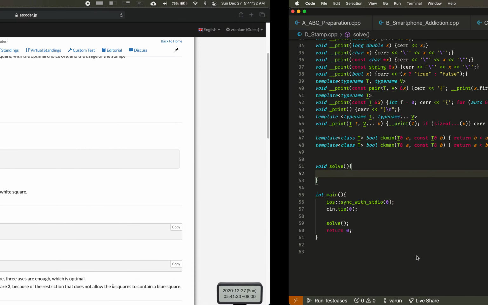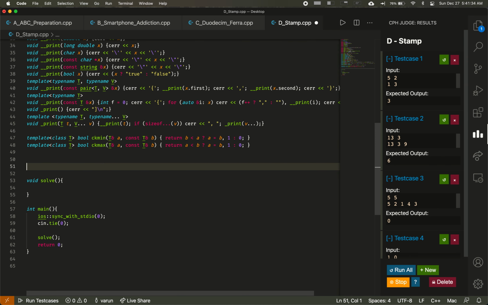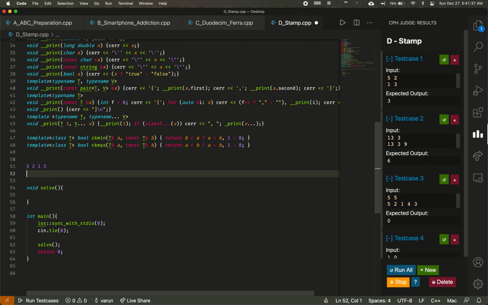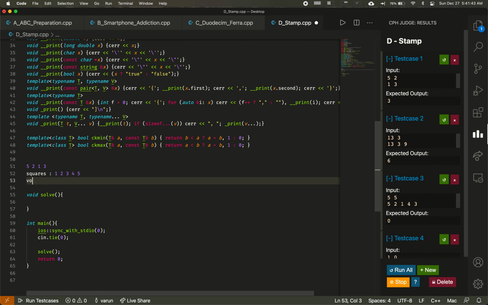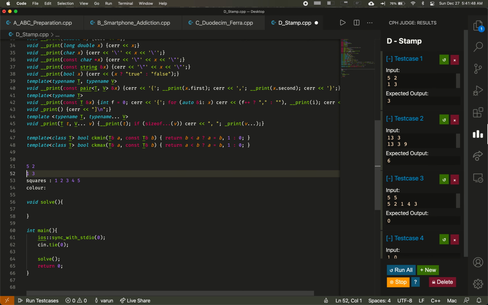If you look at the first test case, 5 2 1 3, that means the number of squares is 5, and then 2 of them are colored: 1 and 3 are going to be colored blue. So it'll be blue, white, blue, white, white. So first we have to pick a stamp of size k. Let's assume the size of k is 1. Then in one move we can convert this white to red, white to red, white to red. So overall that will take us 3 moves.